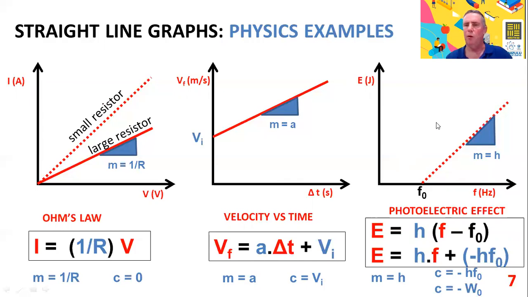And finally, the third graph could easily just be your photoelectric effect graph with energy in joules on the vertical axis, frequency in hertz on the horizontal axis. And this value, not the C value, is now F0, the threshold frequency. And the gradient in this case is just H, which is Planck's constant. So your equation E equals H times (F minus F0), you subtract that. If you multiply it out, you get HF minus HF0. So that is your C value, minus HF0. And that's actually just the negative work function.